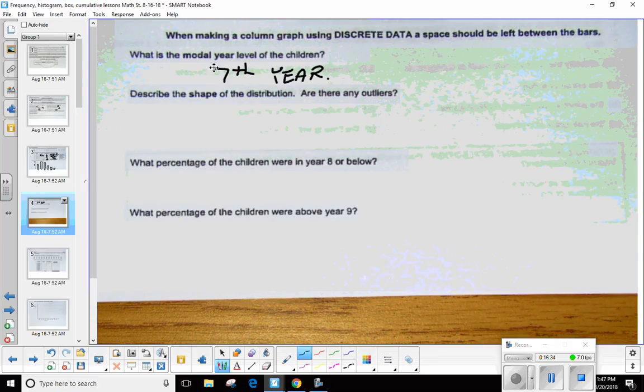Describe the shape of the distribution. Are there any outliers? Well, this one is always kind of getting a little bit ahead of itself, but when I say bell curve, do you know kind of what I'm referring to? Have you ever seen a graph that looks like that? It looks almost like a bell, so we refer to it as a bell curve.